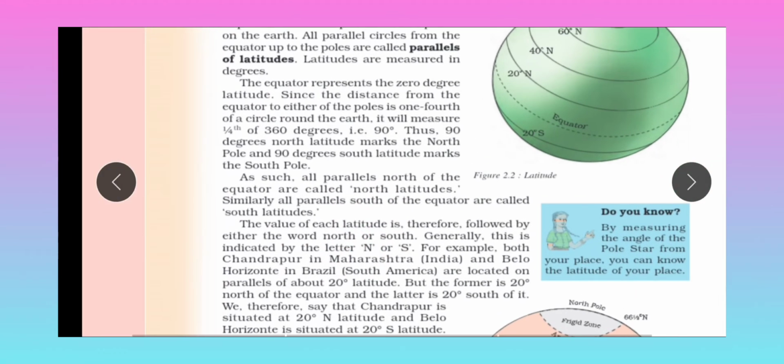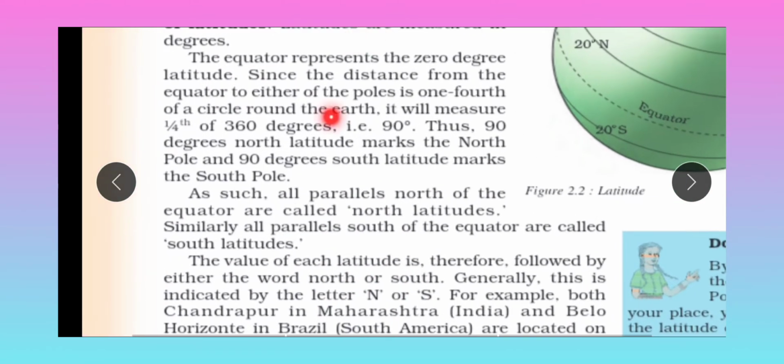That's why it is called the parallels or latitudes. So the equator represents the 0 degree latitude. Okay, since the distance from the equator to either of the poles is one quarter of the circle around the earth, it will measure 1/4 of 360 degrees, that is to say 90. This 90 degree north latitude marks the North Pole and 90 degree south latitude marks the South Pole.